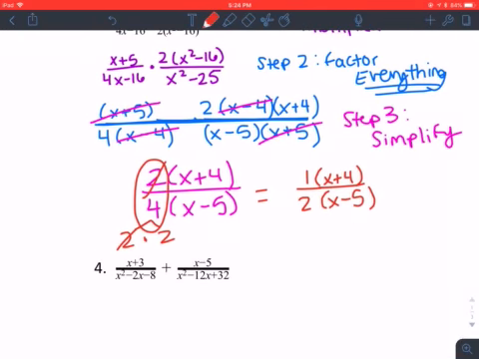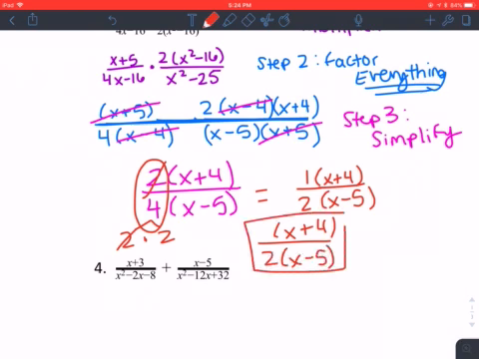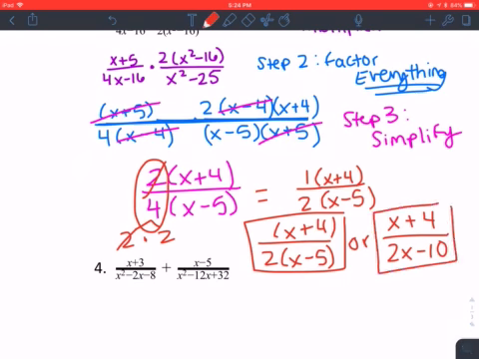So your final answer can be written either as x plus 4 divided by 2 times x minus 5, or you can distribute your 2 and write it as x plus 4 divided by 2x minus 10.